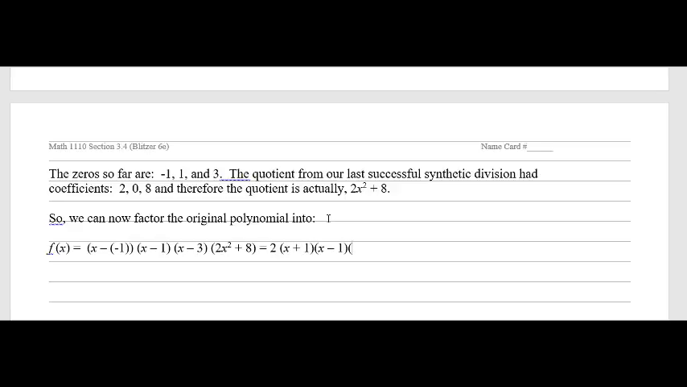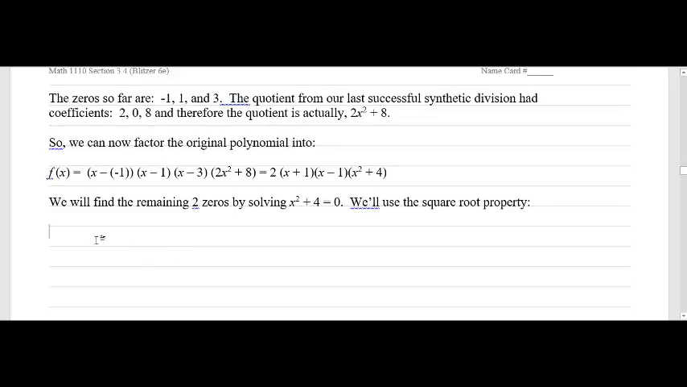We notice we can factor a 2 out of 2x squared plus 8, and let's put that in the front. When we factor 2 out of 2x squared plus 8, that becomes x squared plus 4. So we're going to find the remaining two zeros by solving x squared plus 4 equal to 0, and we're going to use the square root property to do that.